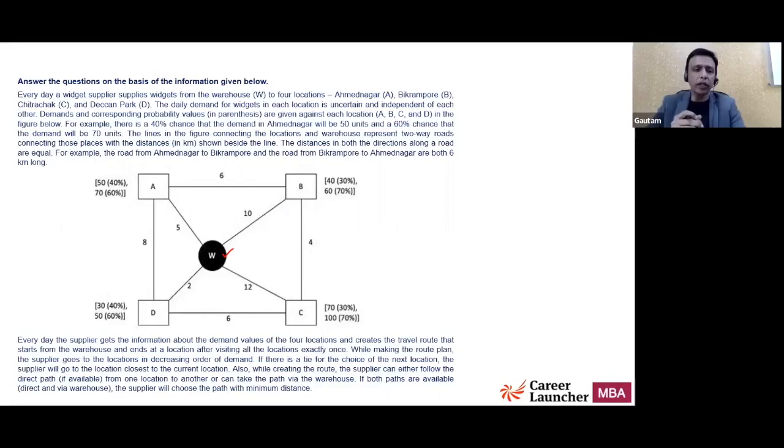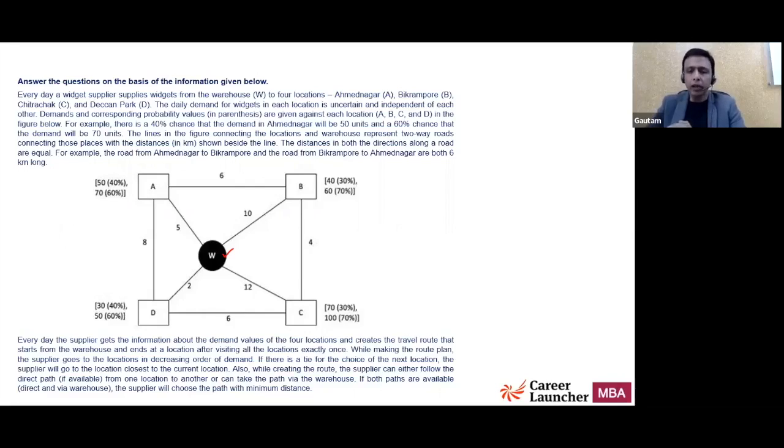of 6 kilometers. Further on, this says every day the suppliers get the information about the demand value for the 4 locations, create a travel route and try to deliver what is demanded. While making the route plan, the supplier goes to the locations in decreasing order of demand. So the location with the highest demand would be visited first, followed by the second highest demand, followed by the third, and then visiting the location that would have the lowest demand.